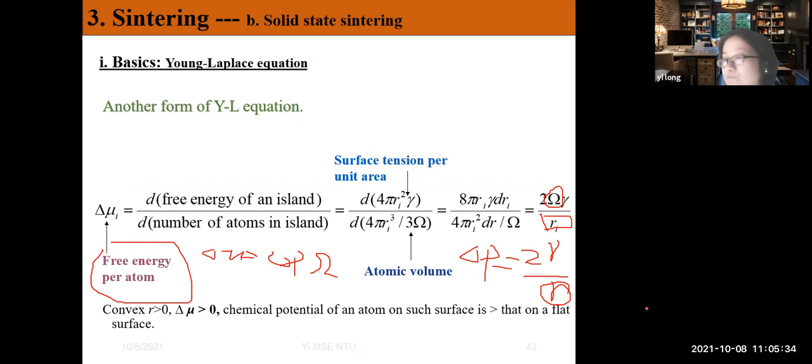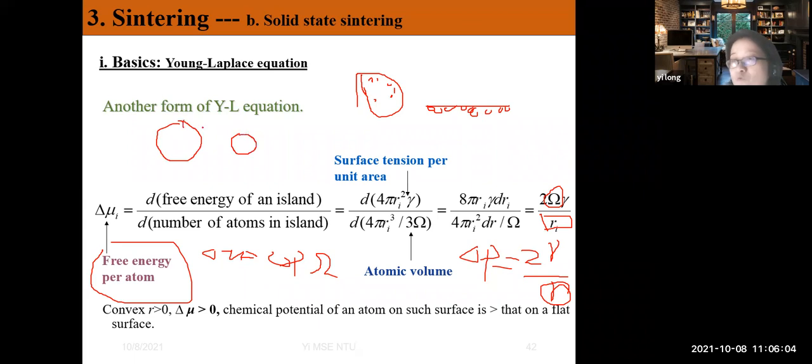Now I'm asking you, for one atom, for example, I have one atom inside the balloon, something like this, with a lot of atoms here, and also some atoms on a flat surface. Maybe I ask a simple one first. I have a big particle and a small particle. This is 1, this is 2. Which particle has atoms with higher free energy, 1 or 2?